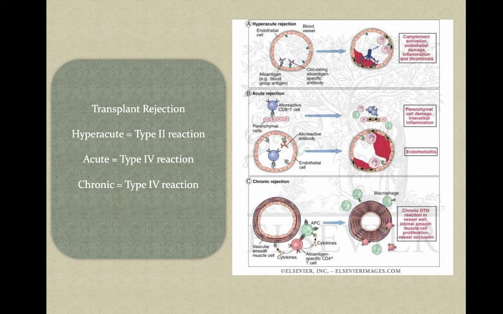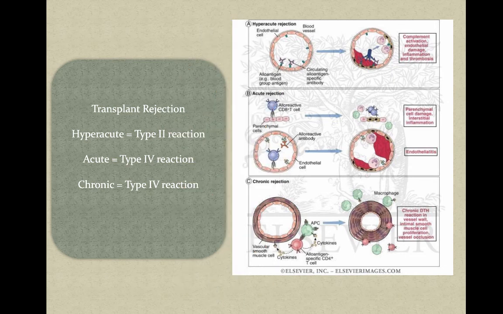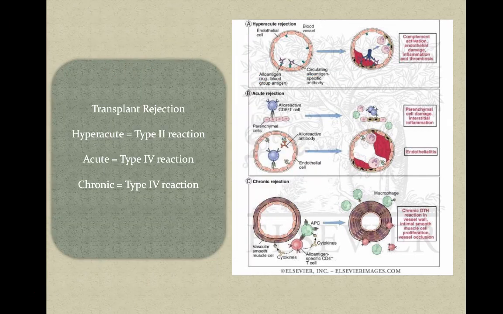Chronic rejection may occur after a period of months or years of normal function. It is characterized by slow, progressive organ failure. Chronic rejection may result from a weak cell-mediated or type 4 reaction against minor histocompatibility antigens on the grafted tissue. Either way, it is the body's T cells that are becoming sensitized to the foreign unmatched HLAs on the transplanted tissue. And that is where the reaction actually comes from.